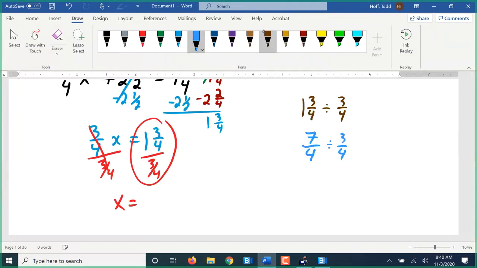Then we're going to turn this into multiplying by the reciprocal. The first fraction stays the same. It's the second one that gets flipped over. So instead of dividing by 3/4, we're going to multiply by 4/3. We can cross cancel the 4s, both divide by 4 to give us 1 and 1. That's 7/3 or 2 1/3.